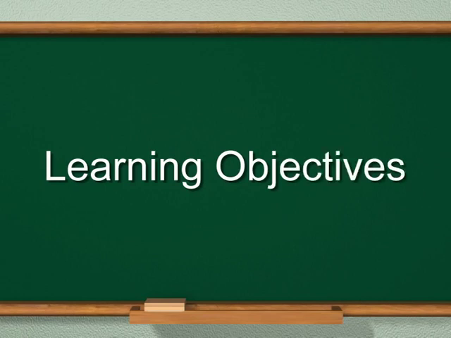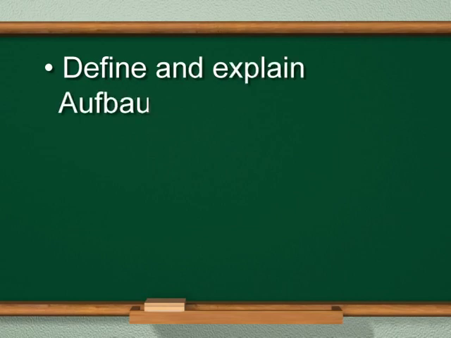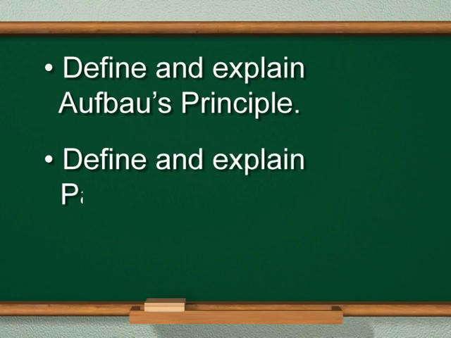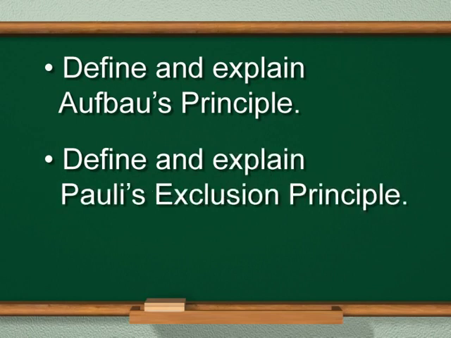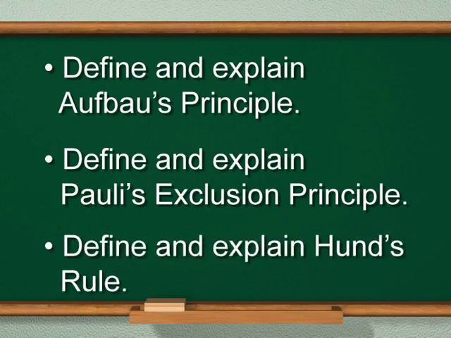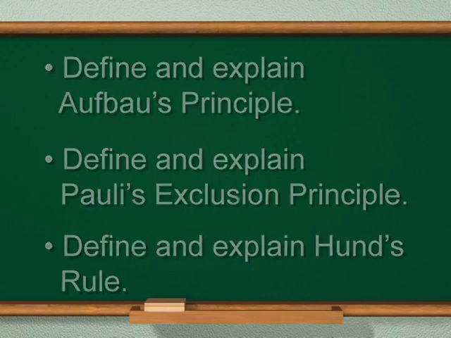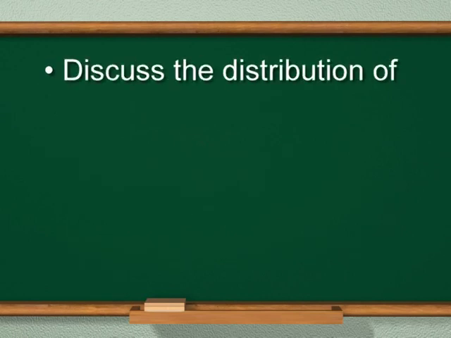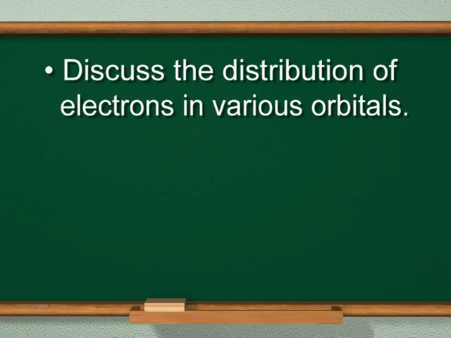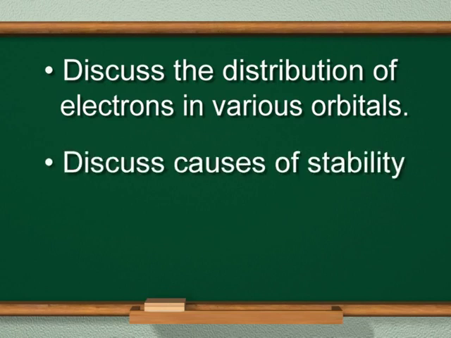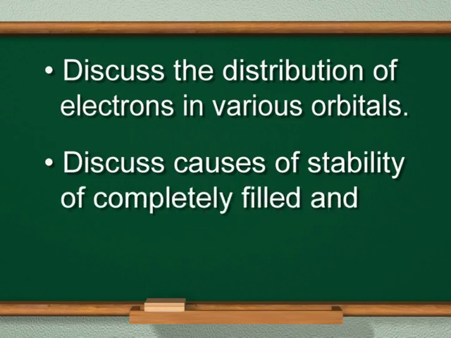Upon completion of this topic, learners will be able to define and explain Aufbau principle, define and explain Pauli's exclusion principle, define and explain Hund's rule, discuss the distribution of electrons in various orbitals, discuss causes of stability of completely filled and half-filled subshells.